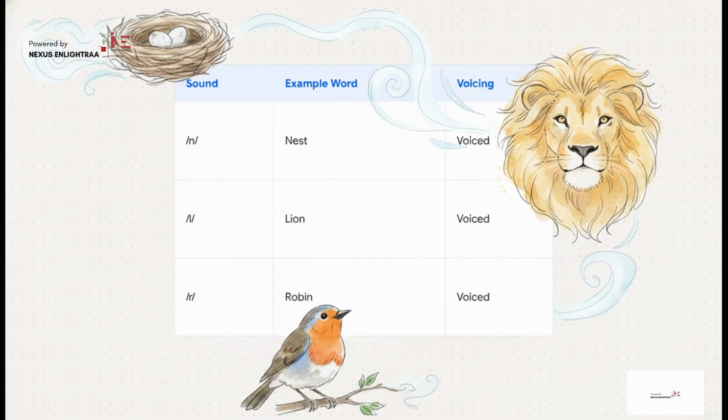Take your time with these because they can definitely feel a bit strange at first. First, air through the nose. N, nest, n. Next, put your tongue flat against the ridge behind your teeth. L, lion, l. And finally, the tongue pulls back slightly, not touching the top at all. R, robin, r.